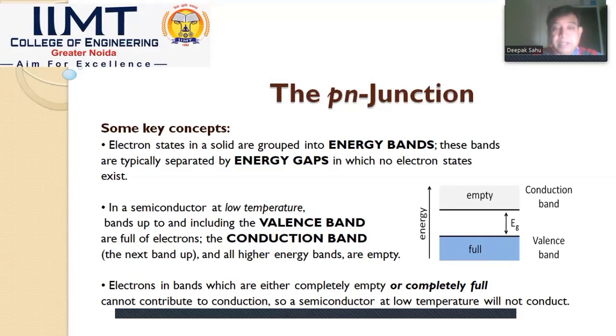Now, in a semiconductor at low temperature, all electrons are confined to the valence band, which is full, having its bonds with the nearby atoms, so that no free carriers are available for conduction. Low temperature means a temperature a little below room temperature, or on the verge of room temperature.